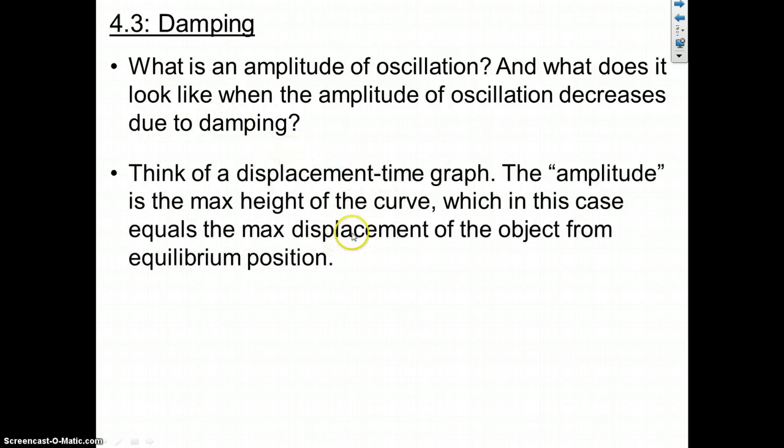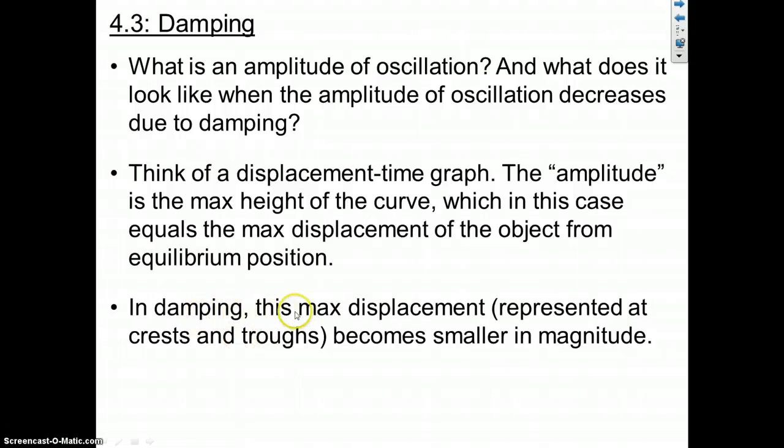Well, think of your displacement time graph. And I want you guys to draw this graph as well. Draw a displacement time graph, but not the regular old displacement time graph. The amplitude is the maximum height of the curve. It's the farthest away that the object gets from the zero position. Right? So in this case, the amplitude equals the max displacement, we've seen that before, from the zero position, not equilibrium position.